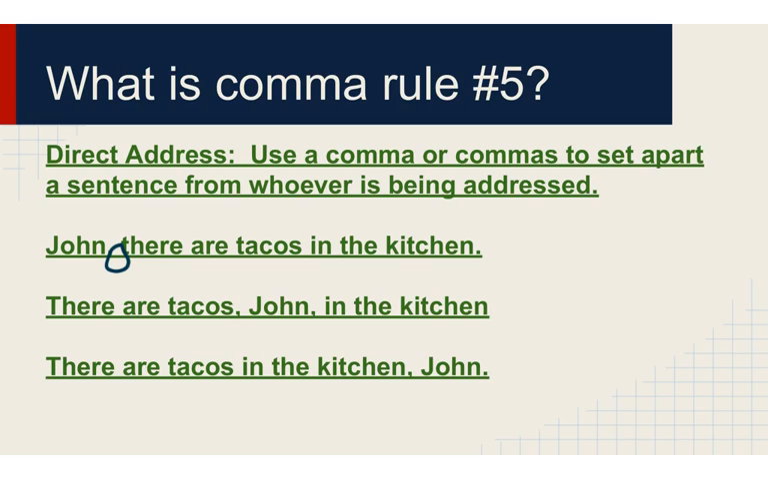You're going to put commas between John and the rest of the sentence, regardless of where John lies in the sentence. So, there are tacos, John, in the kitchen. You would use a comma both before and after John. And lastly, there are tacos in the kitchen, John. We're going to put a comma before John to separate it from the rest of the sentence.